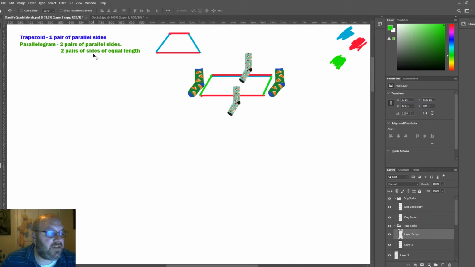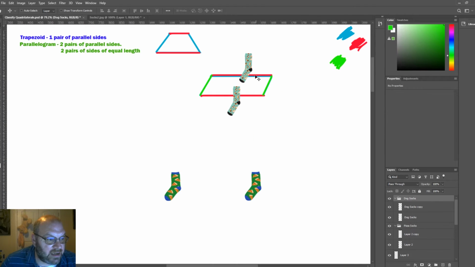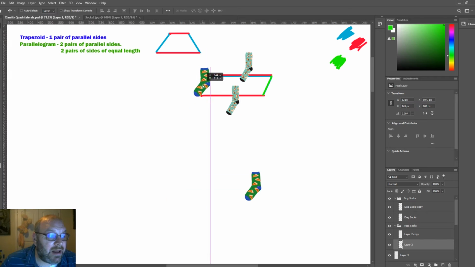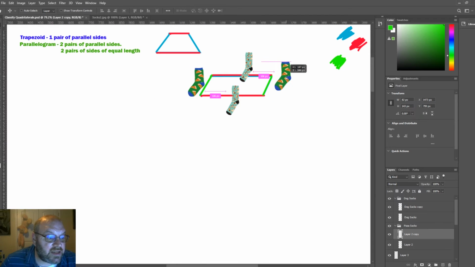Now, two pairs of sides of equal length. Let me move my socks down. Two pairs of sides of equal length. So we got this length right here is equal to this length right here. Okay? So not only are they parallel, but they're also the same length. And are these two the same length? We're not worried about parallel, we're worried about length right now. These two are the same length as well. So two pairs of sides of equal length.